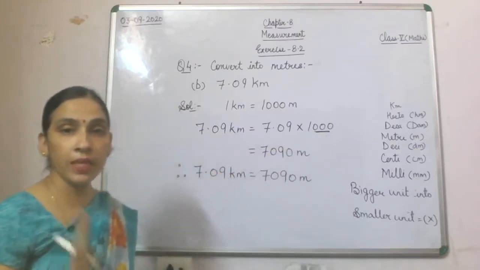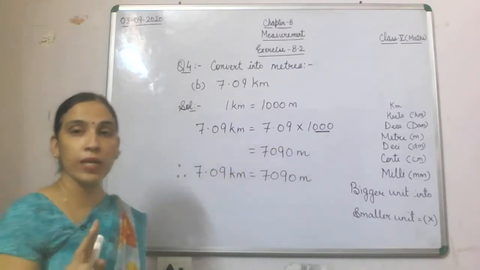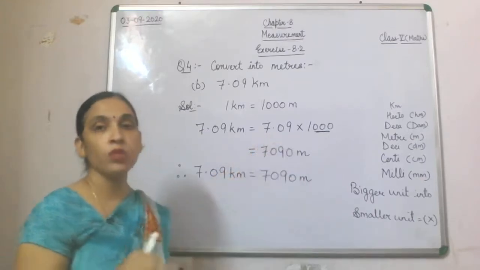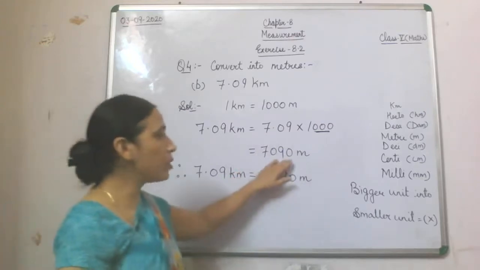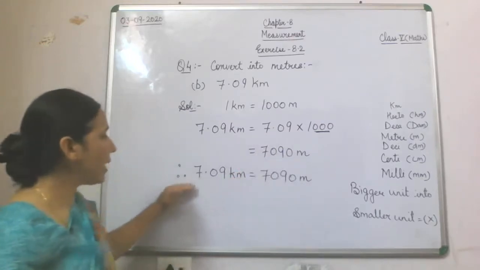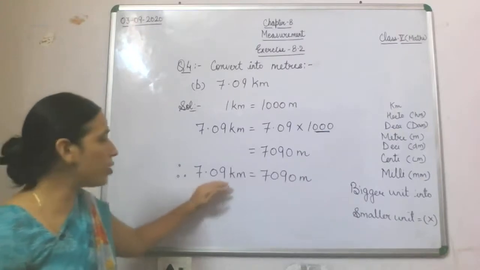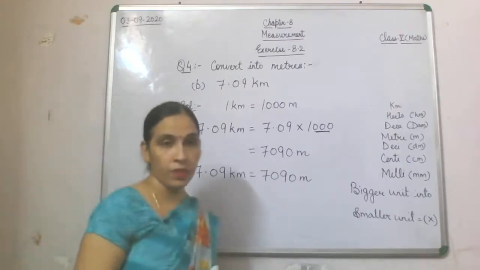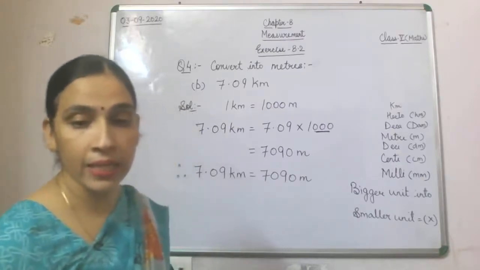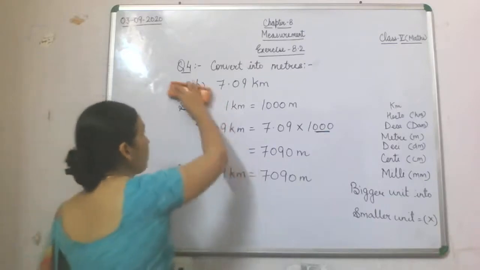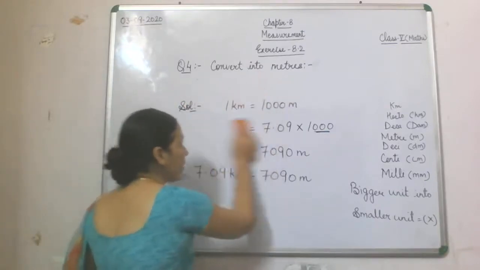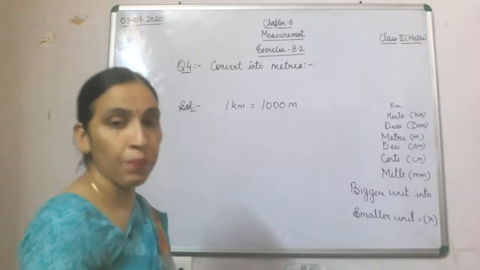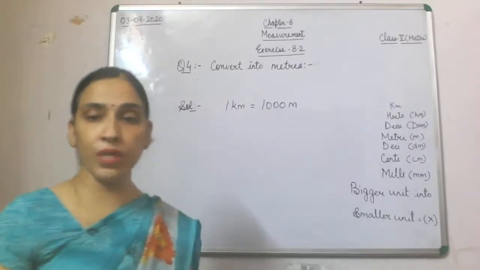Now 1000 means that after the decimal you require 3 places. So here in this question we have only 2 places. So what will become the third? We'll put a 0 and then we will write therefore 7.09 kilometer is equal to 7090 meter. So now what will we do next? Next is the C part, again given in kilometer. So I am not erasing the relation. That relation we are going to use in all 4 parts of question 4.